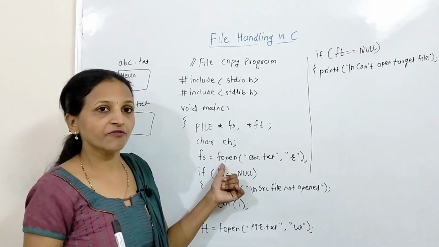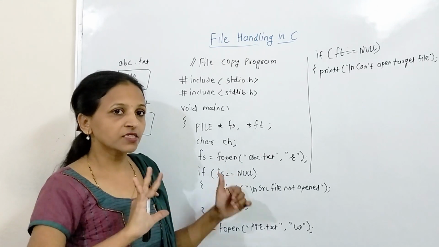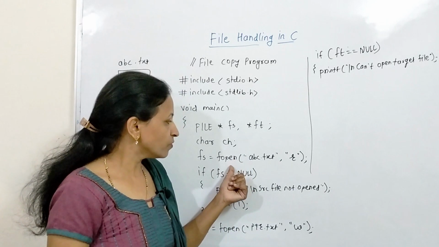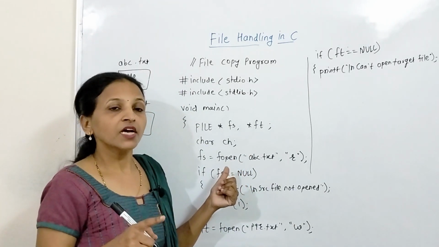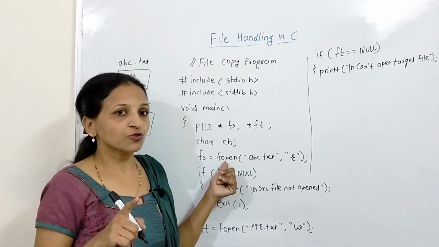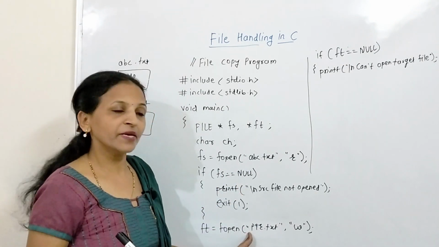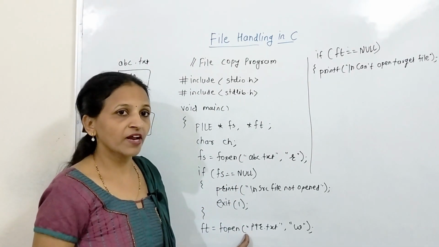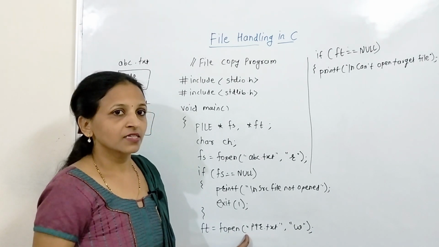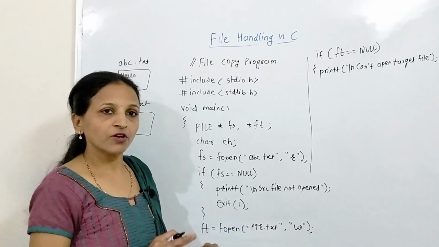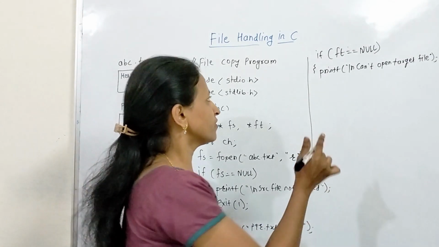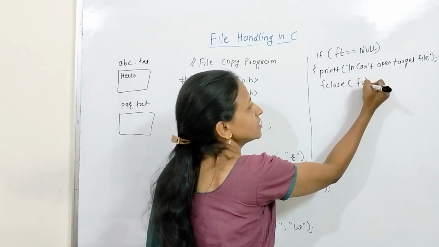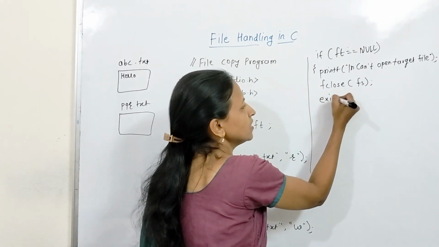Now, opening a file means what? We are creating a stream linked to the file wherever it is present. Now we have to close this file, because if the source file is opened successfully, then only we will go on to open the next file. But there is a problem while creating the target file. That's why whatever opened file we have, we have to close using the fclose function first. That's why here we have to write fclose fs and then exit from this program.